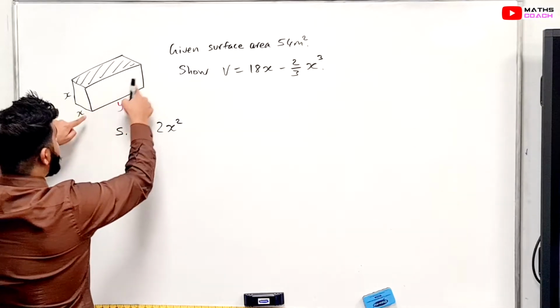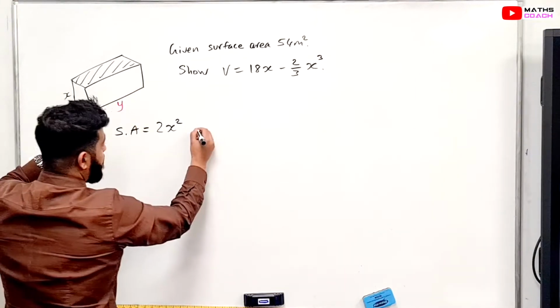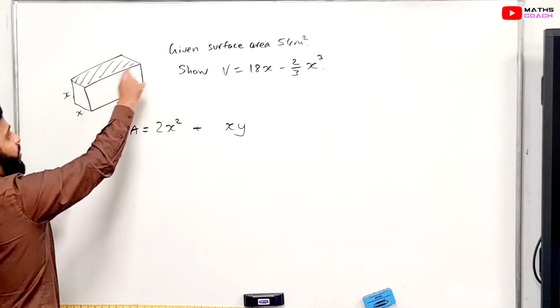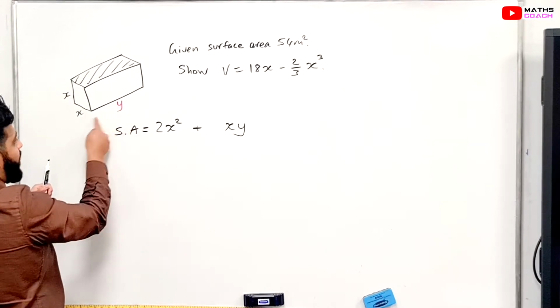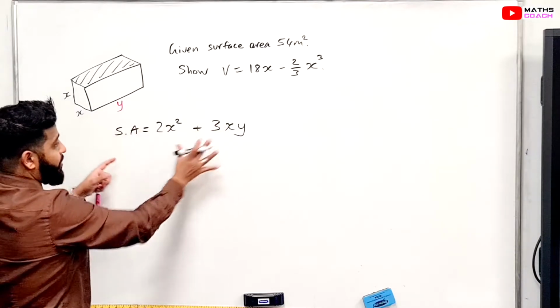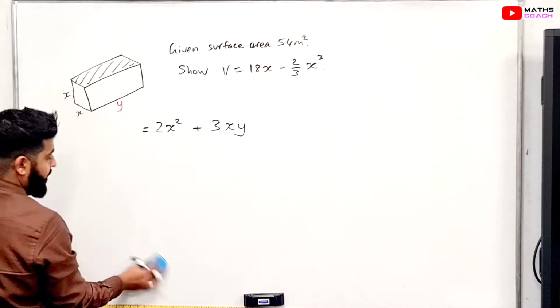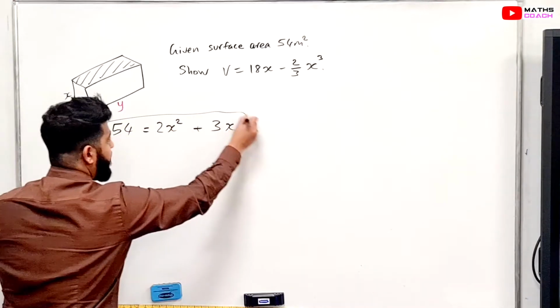Then we have this side over here, which is going to be y times x, or x times y, so plus xy. And how many of these do we have? Well, we have one here, we have one at the back, so that's 2, and we have one at the bottom, because y times x. So we have 3 lots of those. So this is our surface area, and that is equal to 54. So we can write in here 54. So this is what we have so far.